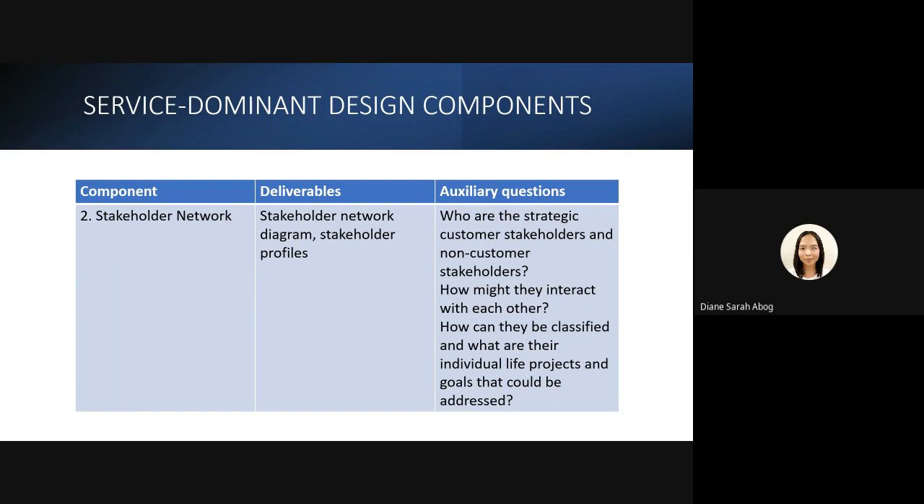The auxiliary questions are, who are the strategic customer stakeholders and non-customer stakeholders? Take note that they are also considering non-customer stakeholders because they are also involved in creating the value of the service. How might they interact with each other? It's not just the individual stakeholders themselves, but the relationships between the stakeholders. And how can they be classified, and what are their individual life projects and goals that could be addressed?